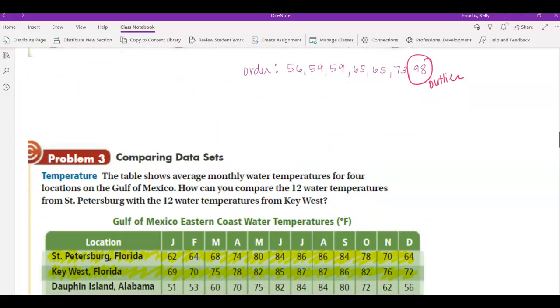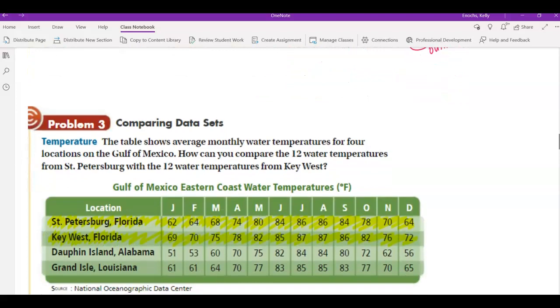So then problem 3 asked me to compare two sets of data. Whenever you're going to compare, you need to gather as much information as you can about each data set. So I took each of the strings from St. Petersburg and Key West, and I found all of the different things that I could find. Mean, median, mode, range, quartiles, first and third quartiles, and interquartile range.